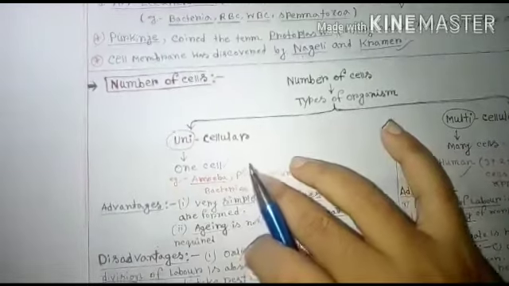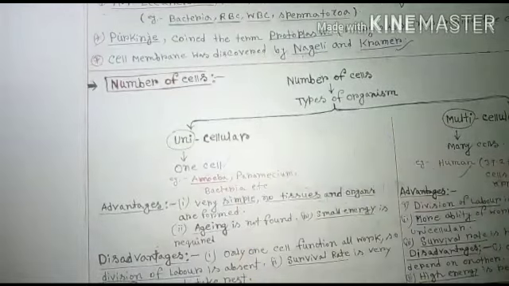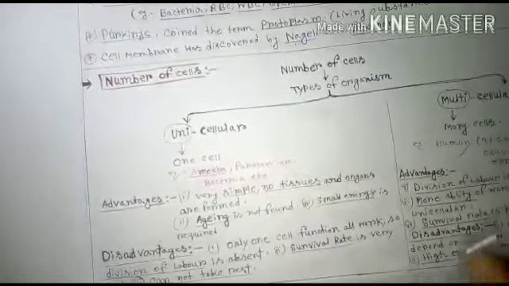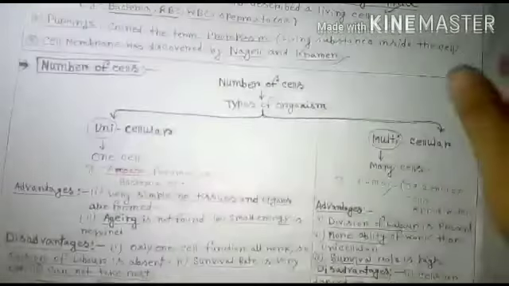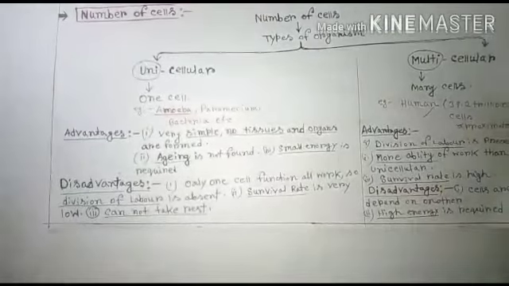But there are some disadvantages also. What is the disadvantage? Only one cell functions for all work, so division of labor is absent. What is division of labor?